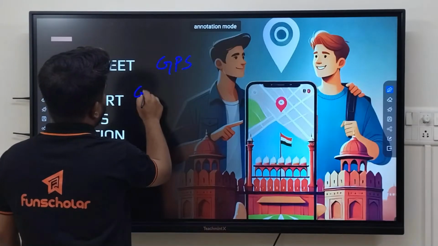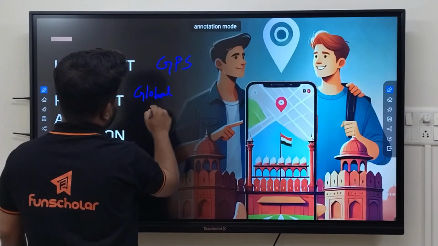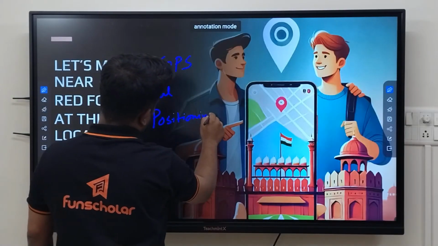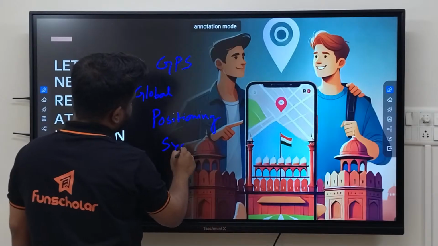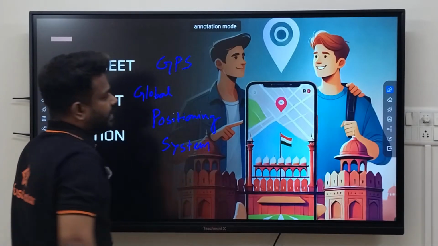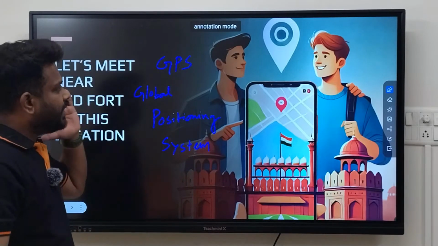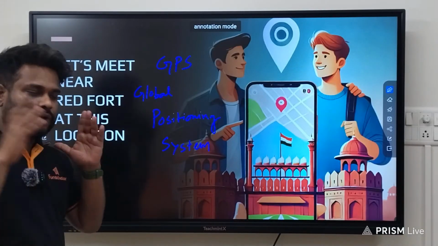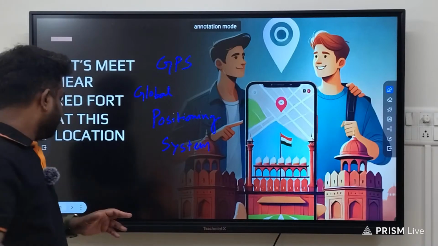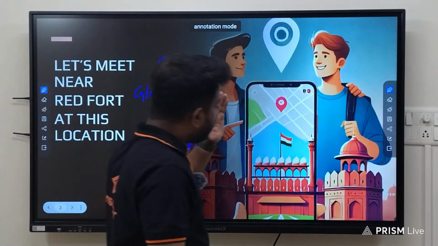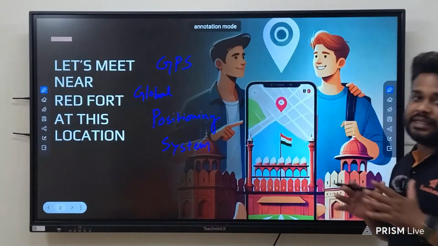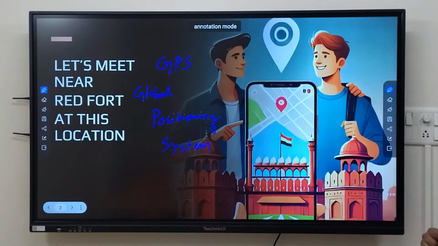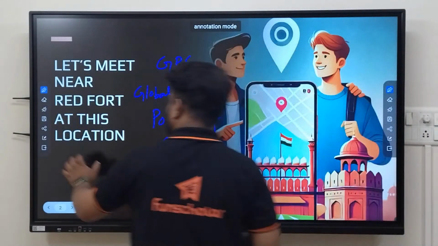GPS means Global Positioning System. In GPS, the mathematics of coordinate geometry has been used to develop the system, and for this use we generally use coordinate geometry most of the time, okay? So let's go to the next one.